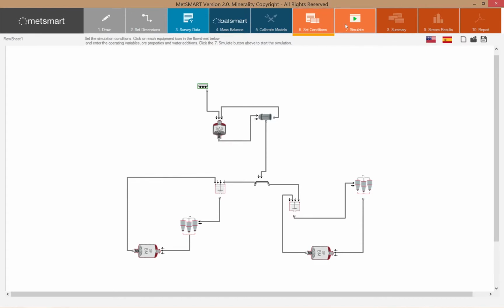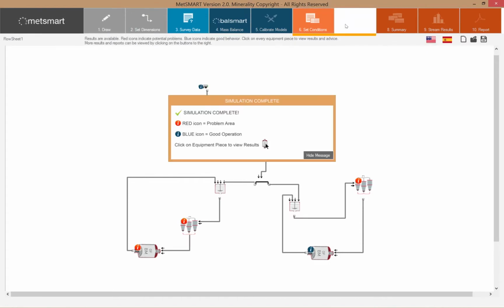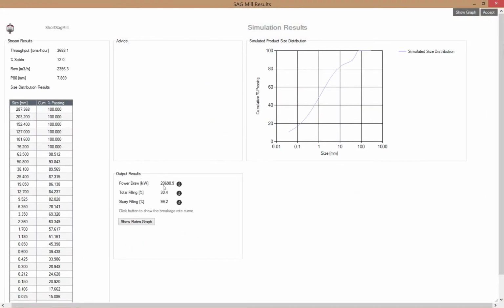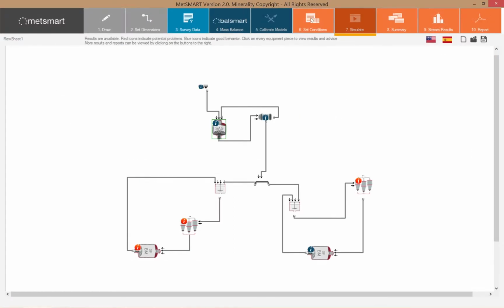If we have a look at our simulation results with this information, we can see that red icons indicate potential problems and blue icons show good operation. So if we have a look at the SAG mill, we can see our power draw, our total filling, and our slurry filling, and these are all within acceptable parameters. So let's look at the feed on the conveyor belt.